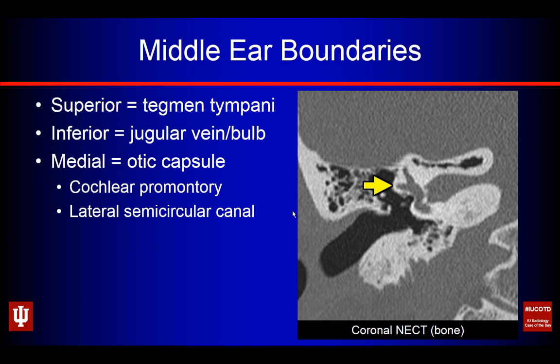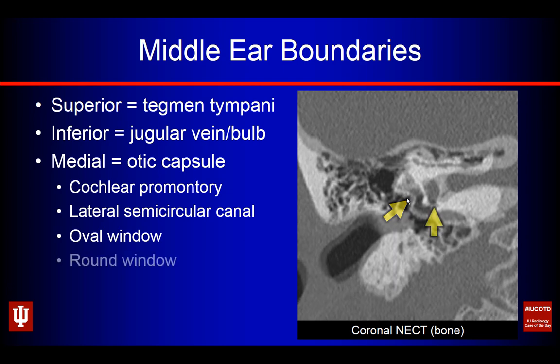Sitting sort of below the cochlear promontory, we have this projection of this little channel. This is our lateral semicircular canal. We'll talk more about that when we get to the inner ear structures. We have our oval window, sitting just below the lateral semicircular canal. That's an important structure whenever we talk about our ossicular chain and our transduction of sound.